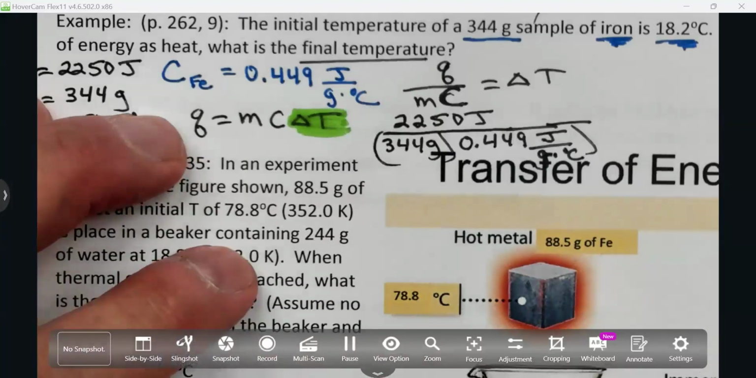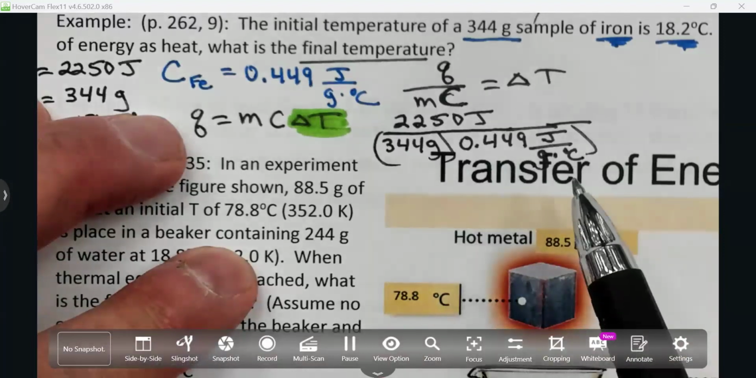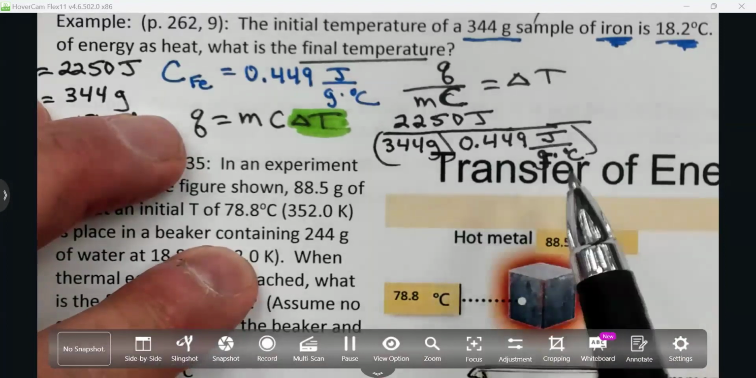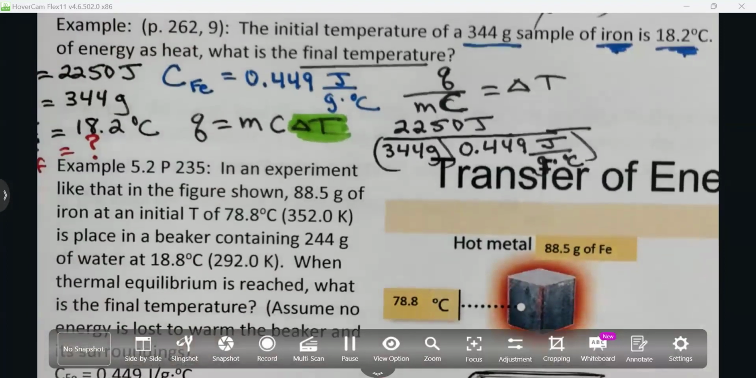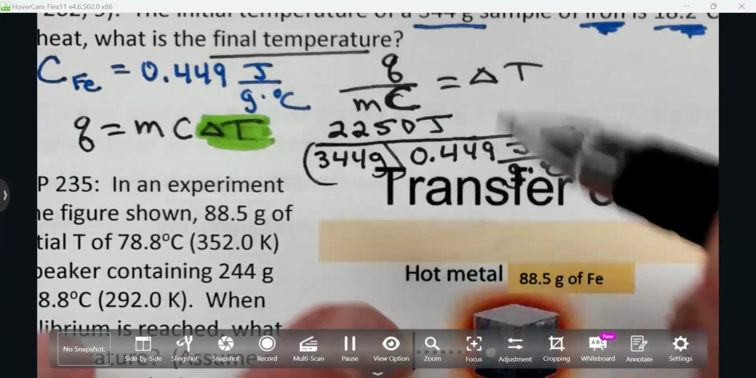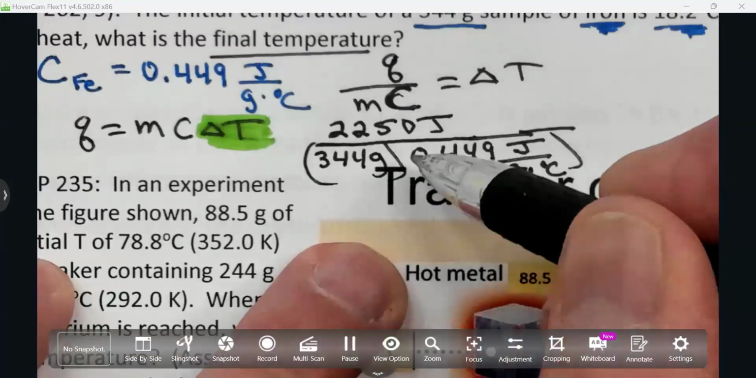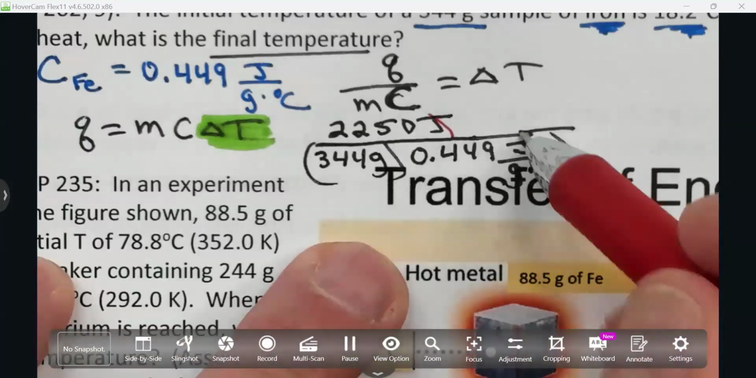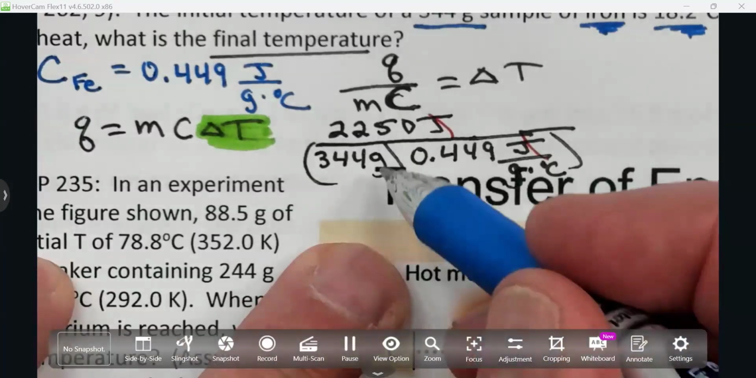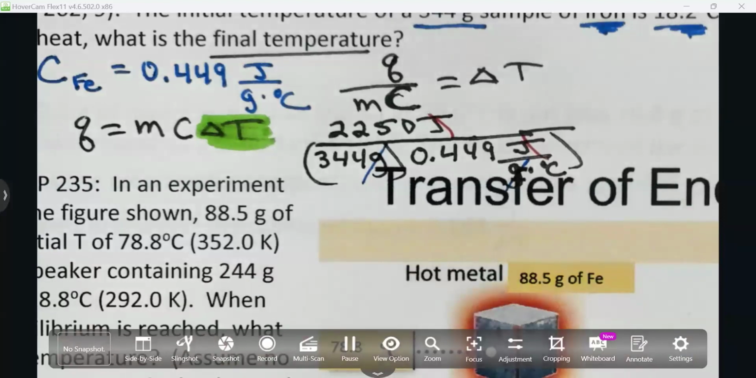A little ugly there. Not happy with that. I should end up out of here, out of degrees Celsius out of this, correct? So my other chickens, pigs, and cows are going to cancel out. In this case, joules, joules, grams, grams, right?